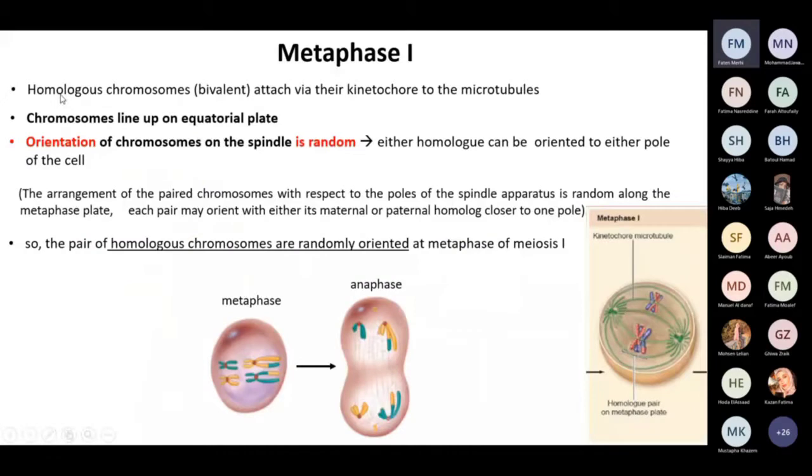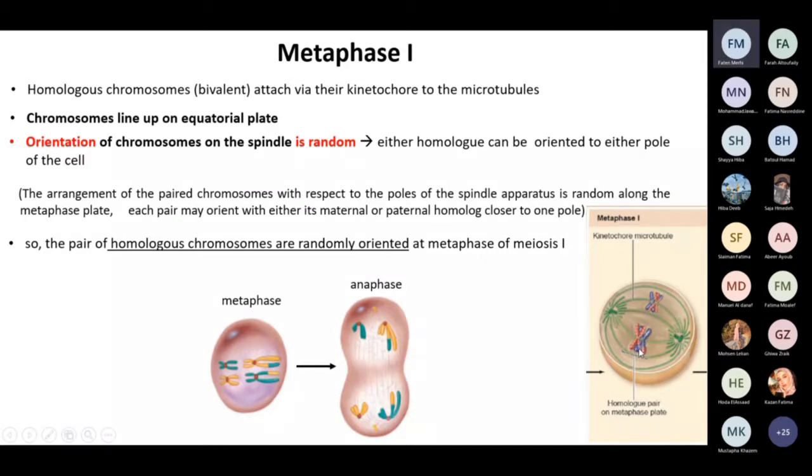Now, the homologous chromosomes will attach via their kinetochore to the microtubules. Okay, as you can see, they are attached to the microtubule. Where do they attach during the metaphase? An equatorial plate. Yes, they will line up on the equatorial plate, in the middle of the cell. Like here, they are in the middle of the cell. Now, as you know, they are still attached together. The red and the blue chromosomes are homologous chromosomes. They are still attached at the level of chiasma.